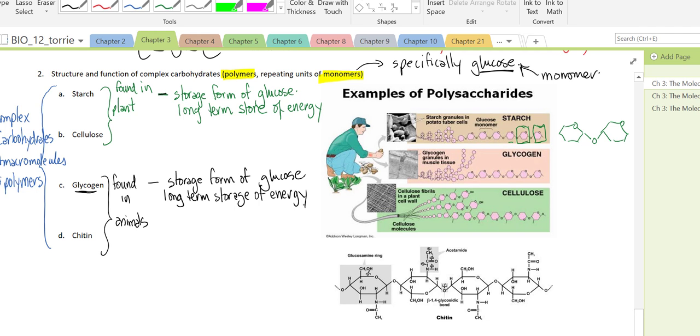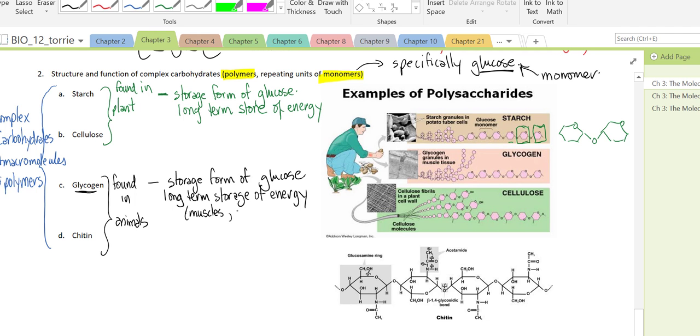So, I'm going to pause the video and I want you to think of which cells demand a lot of energy and would likely store a lot of glucose as glycogen. All right, so think about that. Pause the video. Well, if you thought muscles, yes, muscles have a lot of glycogen. Our muscles do a lot of work. They require a lot of energy, and so they have a lot of stores of glycogen.